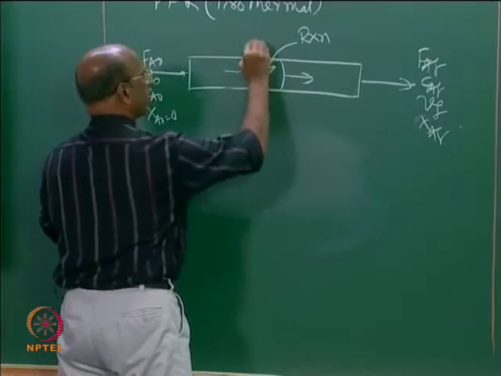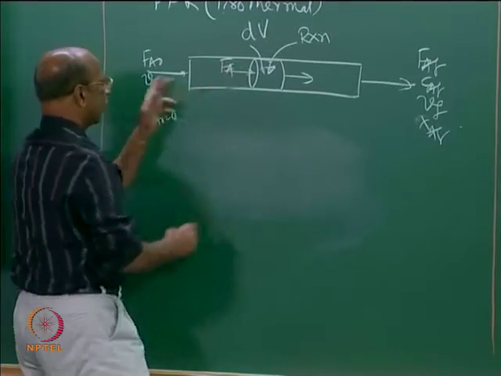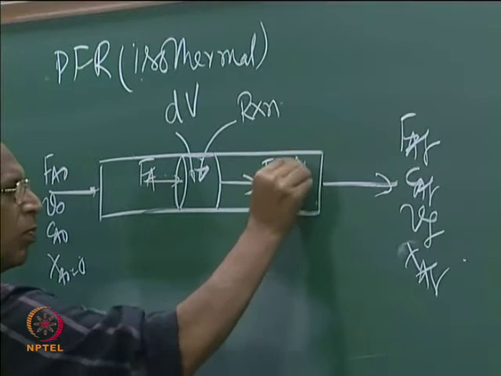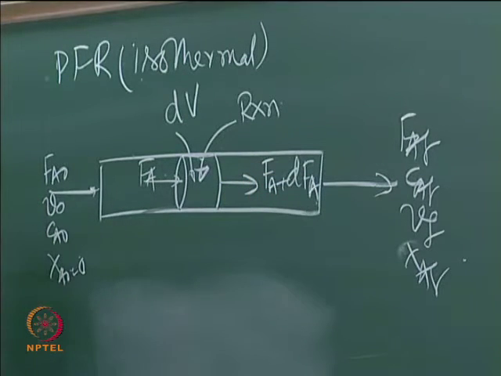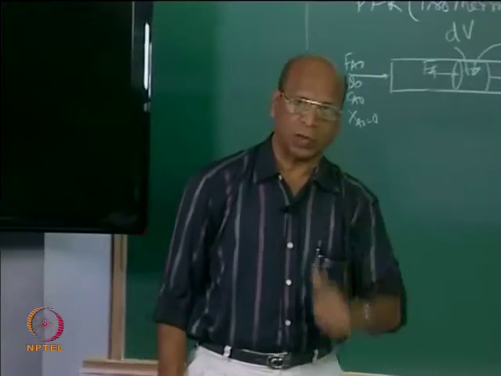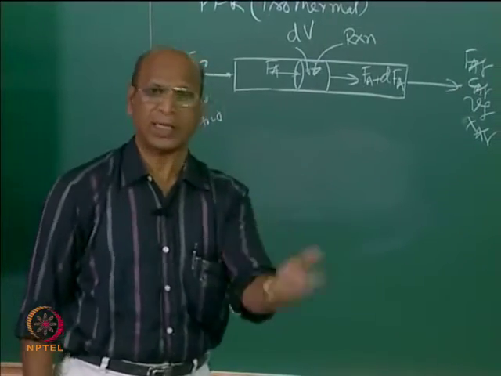We call this volume dV. This is FA, not FA naught, somewhere inside I am taking. So this will be FA plus dFA, that is very simple. And then we have to write the overall balance, and we are only writing for isothermal. So we are only writing for mass, and when you talk mass, you have to always talk about one particular component. Please remember, I am repeating many times.